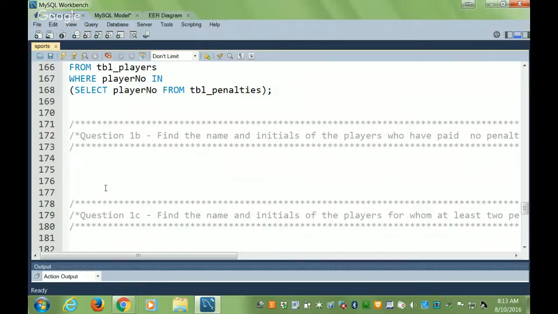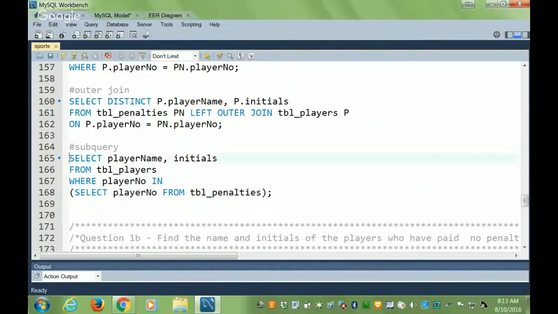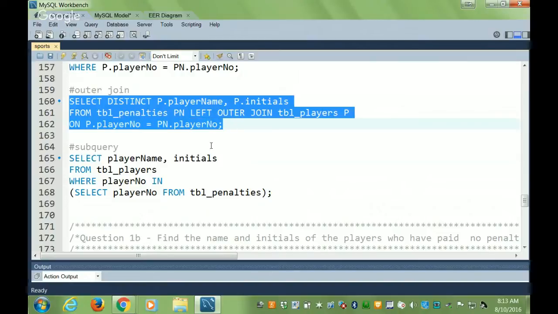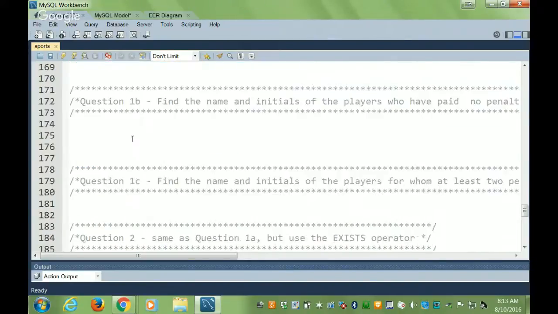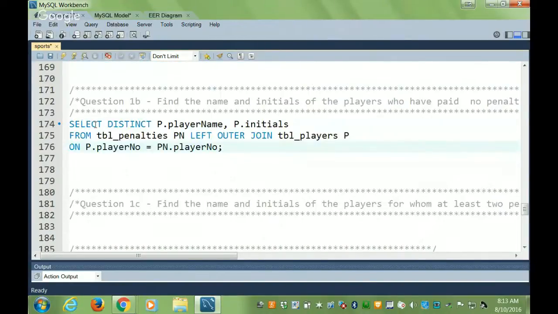So let's try that now. So we have to say the name and the initials. So the name and the initials are coming from here. I'll just take this one because I know it's an outer join. Okay, let's see. Now, distinct player name and initials, we'll see whether we don't need it, because if they have not paid any penalty, you know what I mean? Like they can be more than one times in the table.